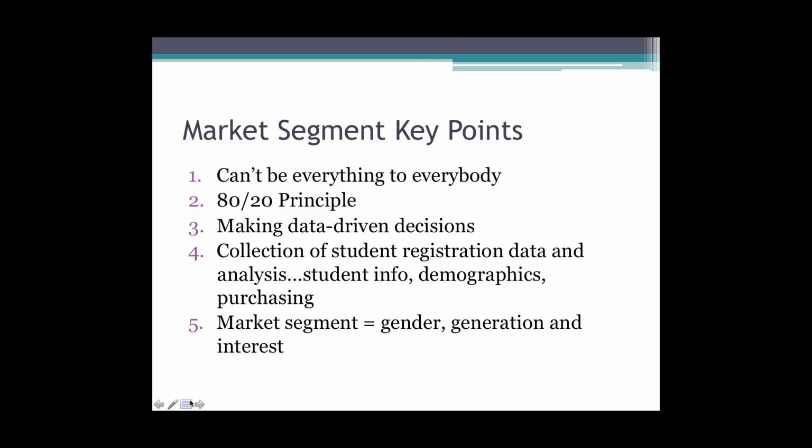So when we think about all of this, what we're basically trying to do ultimately is come up with market segments. And market segments are clusters or groups of people. Normally those clusters or groups of people are defined by their gender, by their generation and by their interests. So for example, males who are Generation X who have interest in environmental training could be considered a market segment. And as we define that market segment and determine how many people we actually have in that segment and how many potential people there are, that tells us if that segment is worth actually going after.